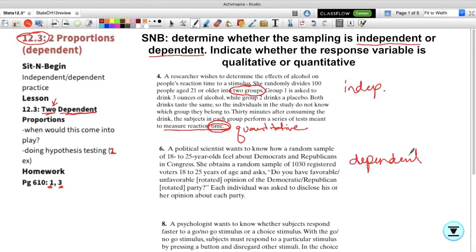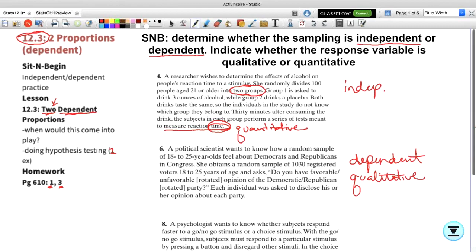Because the same person is answering the first question and the second question, she's looking to see about the relationship between the two. Then she's asking an opinion, so whether it's favorable or unfavorable, and that is clearly non-numerical, right? It's a category, so this would be qualitative. They're measuring some sort of quality, if the people think they're favorable or unfavorable as far as Democratic and Republican.